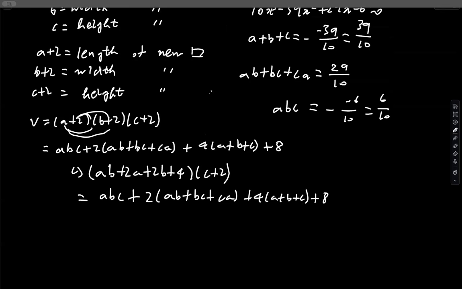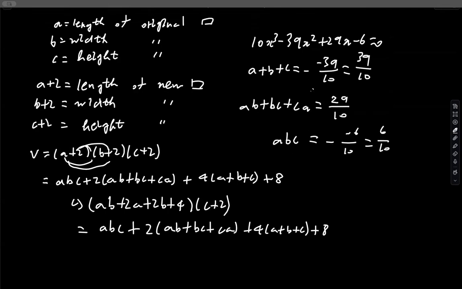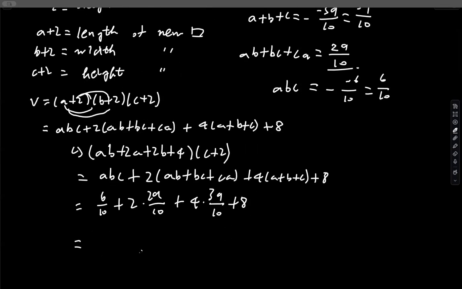If you have any question, please let me know. Now, because we know the values of A plus B plus C, AB plus BC plus CA, and also ABC, we can just substitute them. So we get 6 over 10 plus 2 times 29 over 10 plus 4 times 39 over 10, plus 8. So let's calculate this.